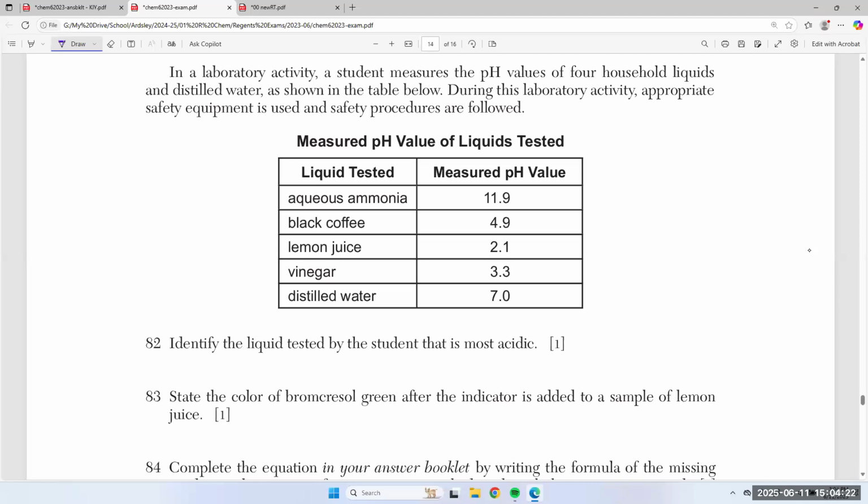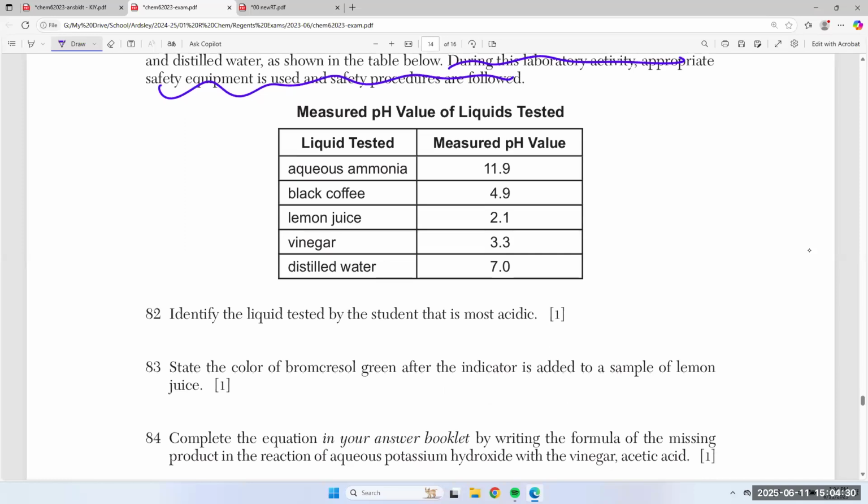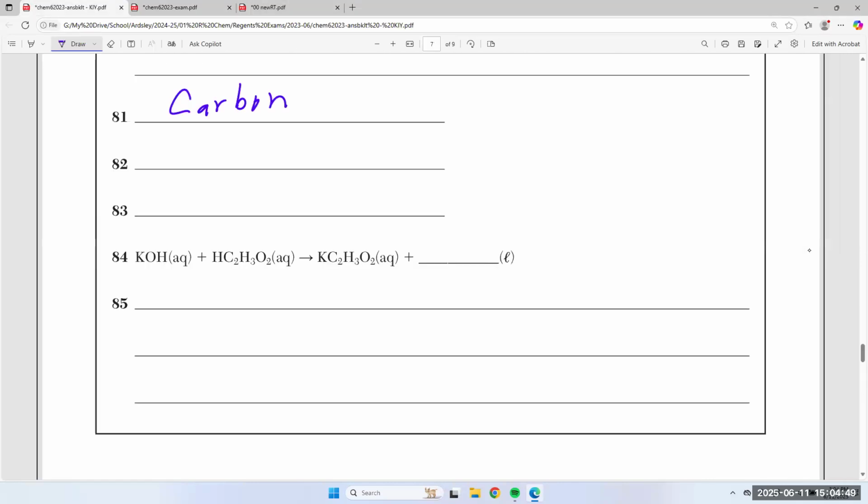All right, in a laboratory activity, a student measures pH values of the household liquids shown. Okay, again, safety was used. All right, so let's keep on. We have different pHs. Identify the liquid tested by the student that is most acidic. Who's the most acidic? What am I looking for, highest pH or the lowest pH? It's the lowest pH, and who would that be? It's right here, so I would write down lemon juice.